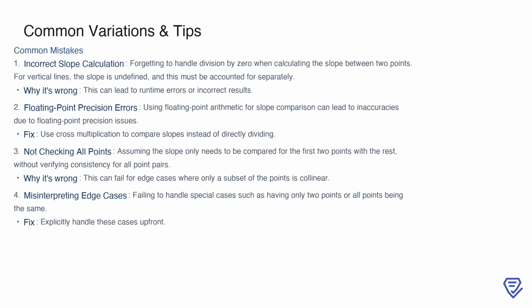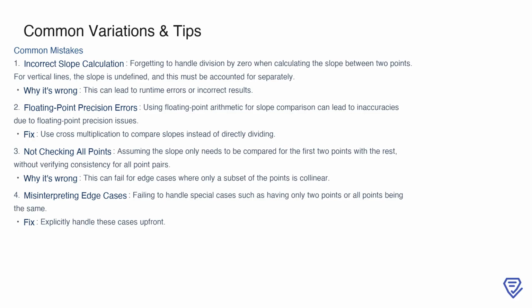When solving this problem, there are several common mistakes you should be aware of. First, an incorrect slope calculation often occurs when handling vertical lines. In these cases, the slope is undefined because division by zero is involved. This must be handled explicitly to avoid runtime errors or incorrect results.